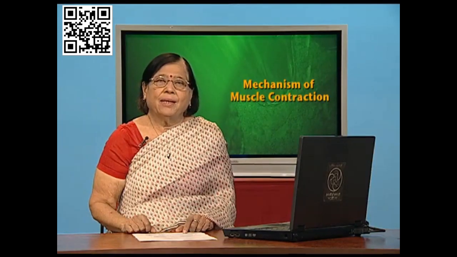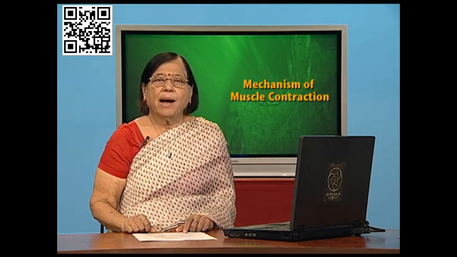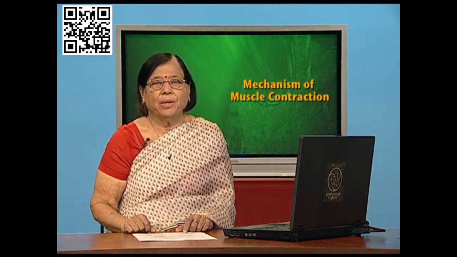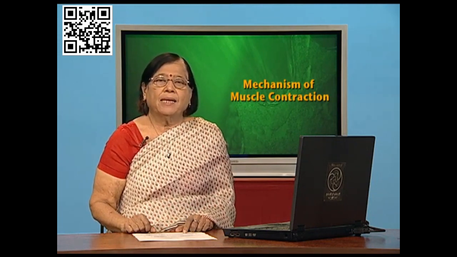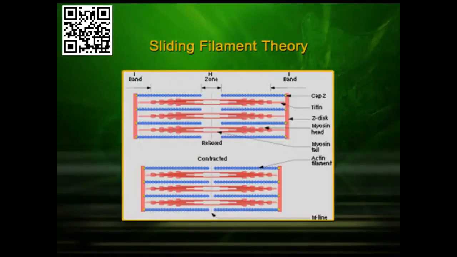The sliding filament theory is a theory of the mechanism of muscle contraction. Part of it we have understood in the cross bridge theory, which is also part of the sliding filament theory, hence the mechanism of muscle contraction theory. So, we have understood the cross bridge theory. Now, in this diagram, we will see how muscle is contracting.